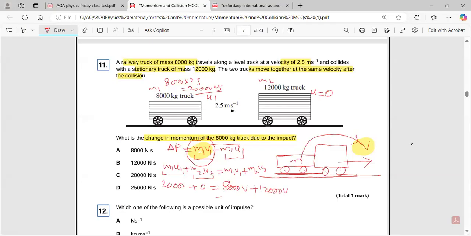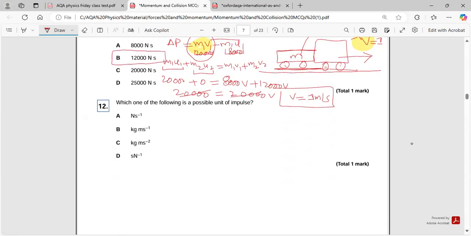Of course, both have common velocity, so you add them. So it is 20,000 V. So this is also 20,000, this is also 20,000, this is gone. So it means velocity is 1 meter per second. It means both the objects have a velocity of 1 meter per second. So when you multiply 1 with its mass, it is 8,000, right? So it means that after the collision, this value is 8,000. This is 8,000 and initially it was 20,000. So now you subtract them. So the answer is 12,000. Okay, moving to next one.